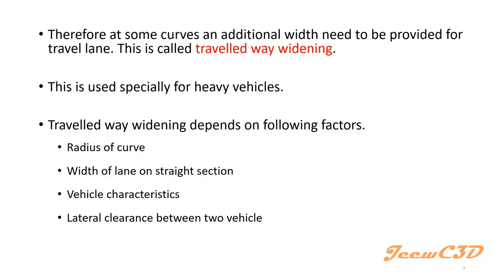Travel way widening depends on four factors. They are the radius of the curve, and the width of the lane in the straight section. In straight sections we don't have any widening, so we consider the normal lane width. Then the vehicle characteristics, such as the design vehicle and the parts connected to that vehicle. If you consider a truck, you have a front part and a rear part, so depending on the vehicle characteristics, the widening may be different. We need to define the widening for the design vehicle, which we learned about in earlier lectures, so we assign widening on curves according to the design vehicle.